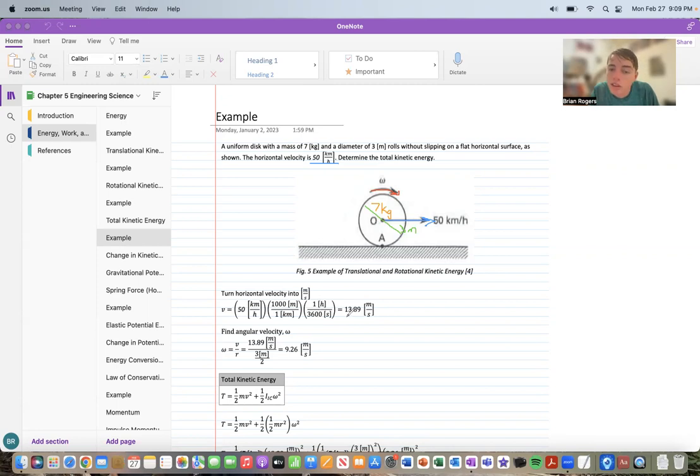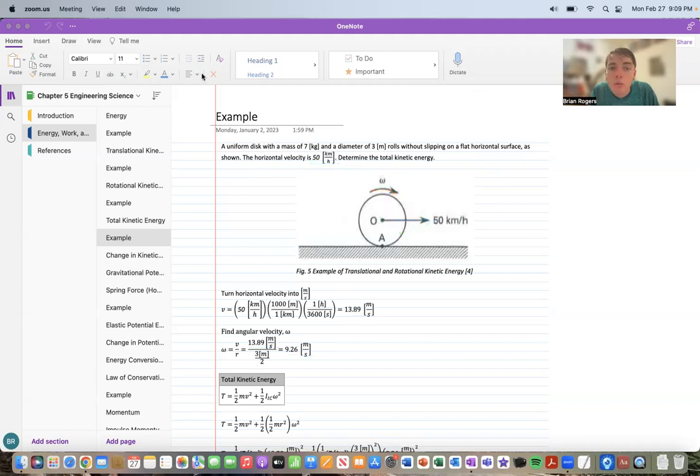So getting it in terms of actual metric units and finding the angular velocity. Remember, angular velocity is the velocity divided by the radius. And so the radius is the diameter divided by 2. So 3 meters divided by 2 gives us our radius. And so we'll be able to calculate our angular velocity.